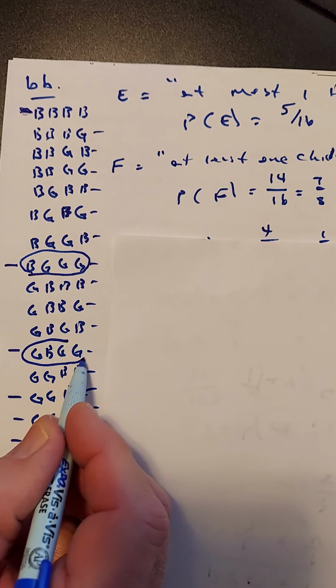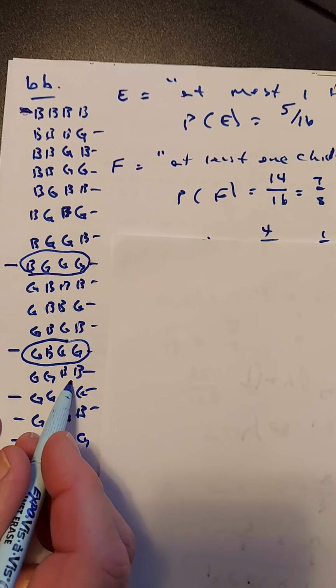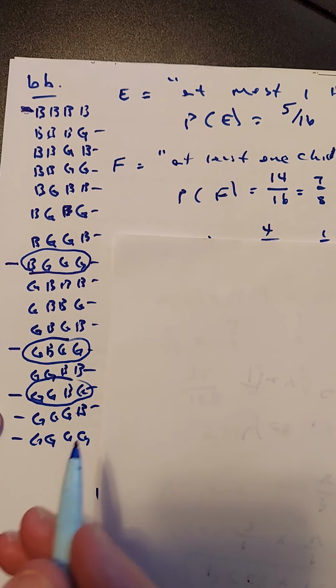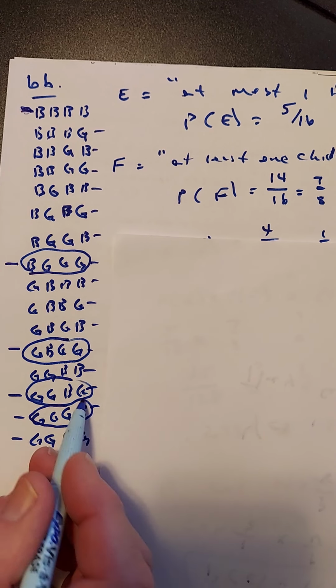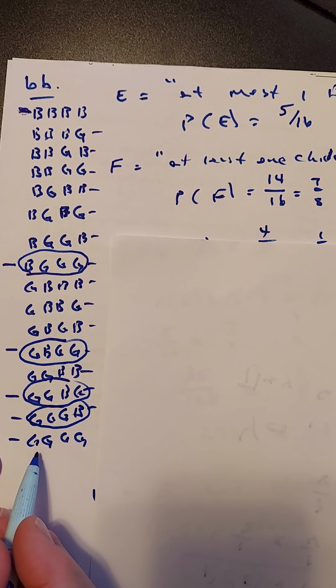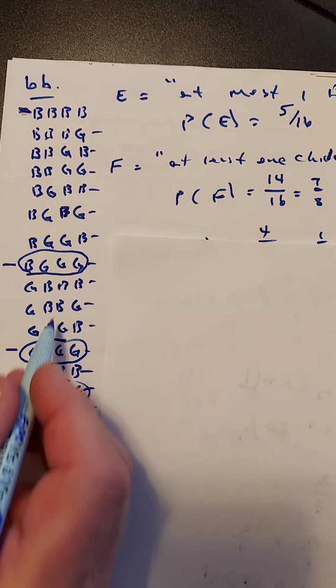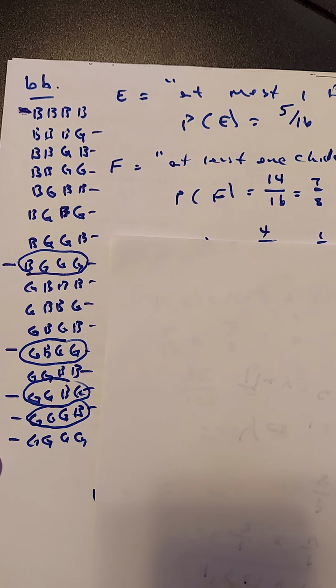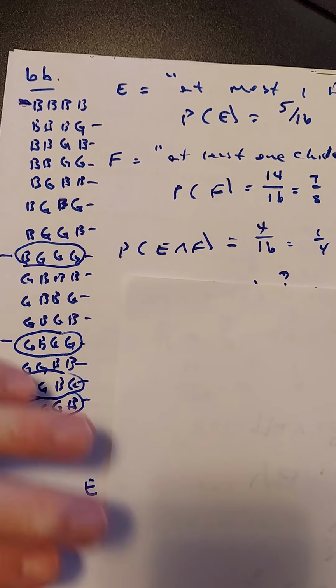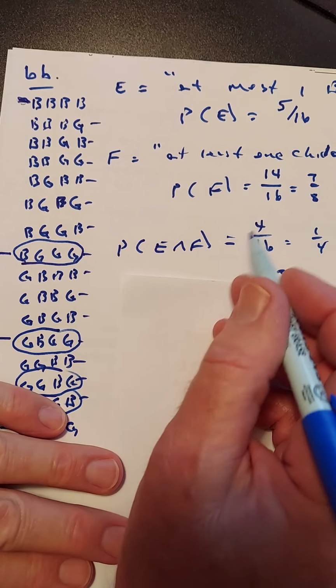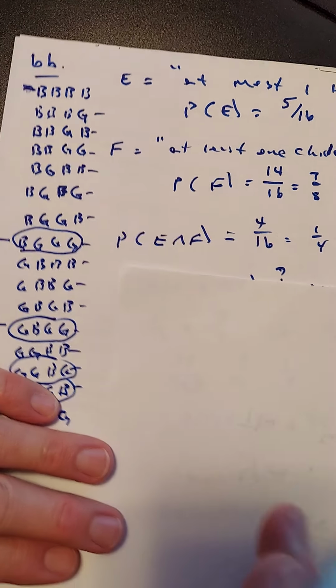The next one we look at is this one. This works because you got some of each. This one works because you got some of each. This one works because you got some of each. This one does not work. So when you count them up, I got 1, 2, 3, 4. So the probability of both conditions holding, that's 4 over 16, in lowest terms 1/4.